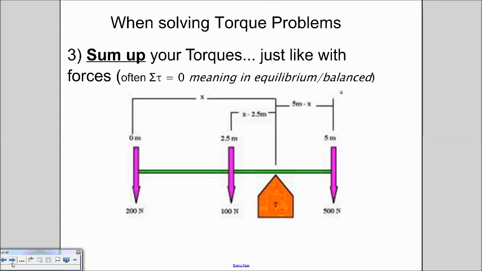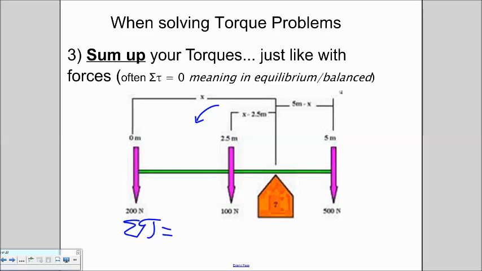All right, number 3, you want to sum up your torques. You have all your forces, you have all your radiuses, and you're going to sum up your torques. In this case, the sum of torque is equal to... now, counterclockwise is positive, so I'm going to start with the positive direction, which is that one.